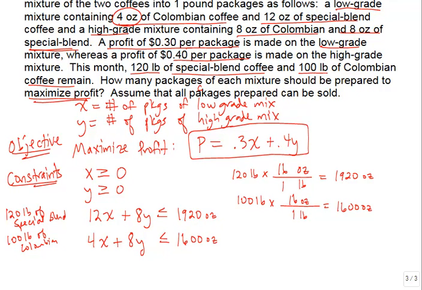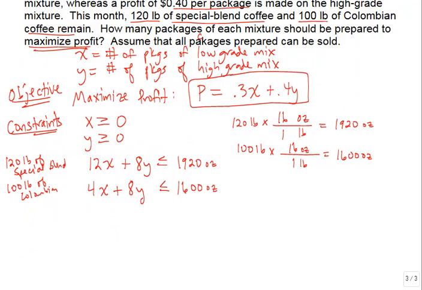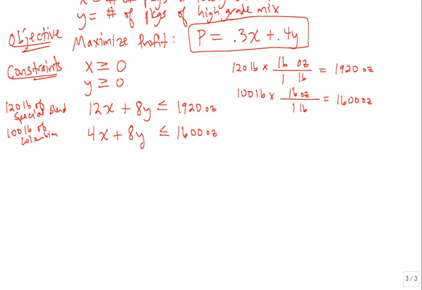So those are a little bit tricky to figure out, but this one is basically how we're splitting up that special blend coffee between our two package types, and this is how we're splitting up that Colombian coffee between our two package types. So now we have all of our constraints. We're ready to go ahead and make a graph.